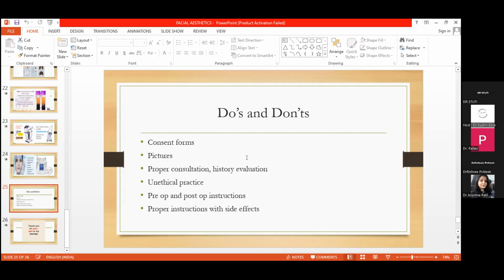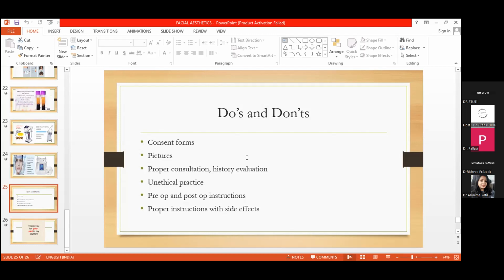Proper consultation, history evaluation. If a patient is allergic to something and if you have not properly consulted or the history has not been taken correctly, the patient would suffer. Unethical practice, definitely: the things which should be discarded should not be reused. First and the foremost thing.